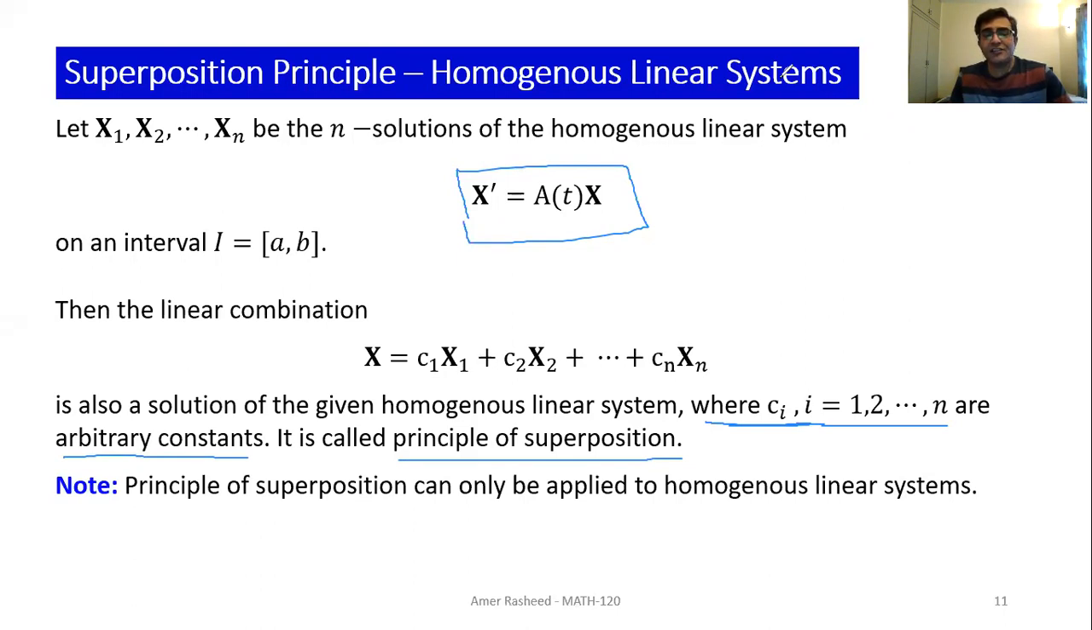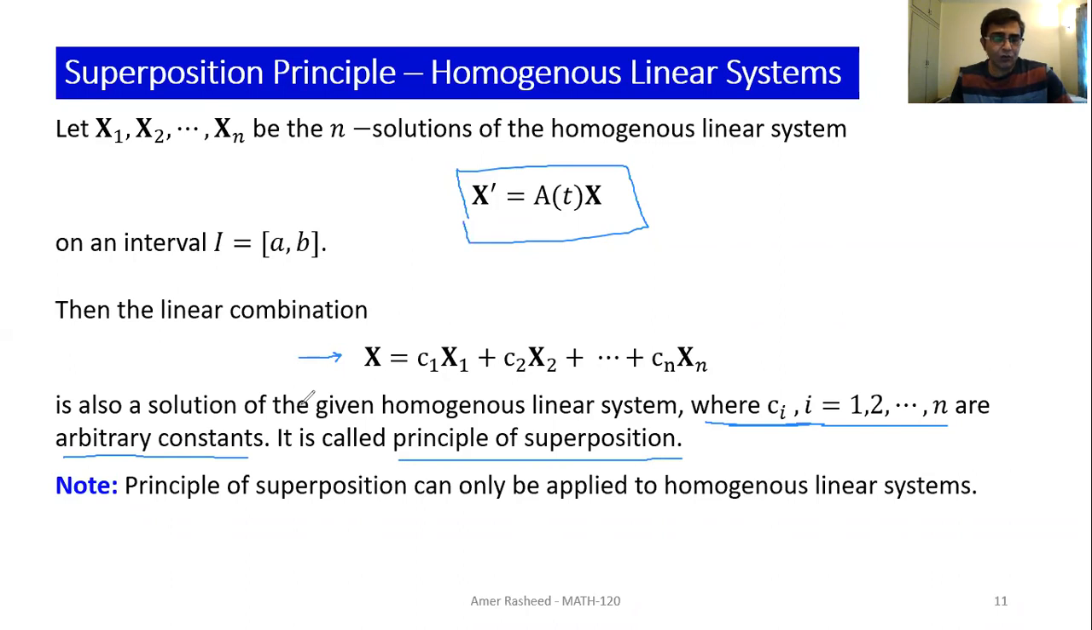So if we have a system of two differential equations, then there might be more than one solution, and we can write a linear combination of those solutions to get this kind of solution. That is valid for a system of differential equations.